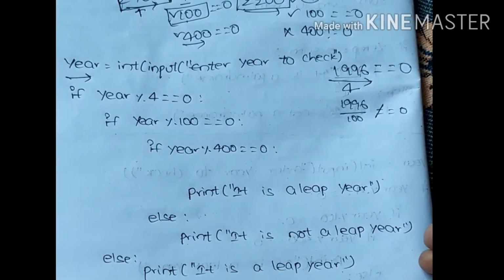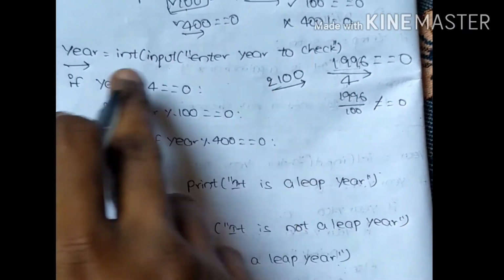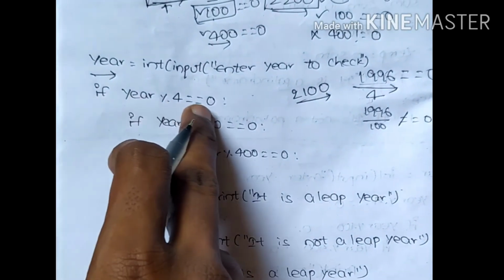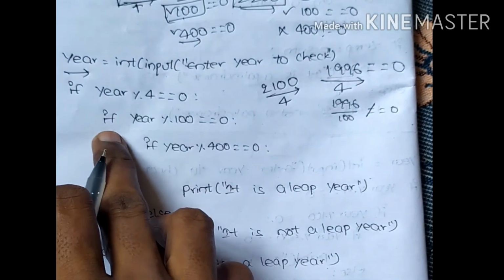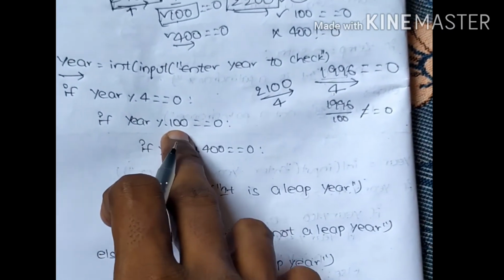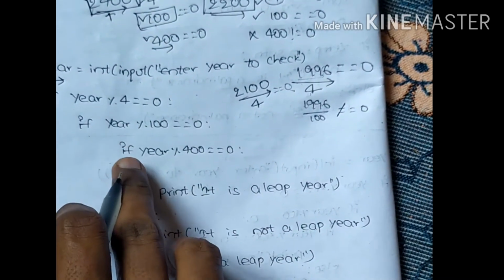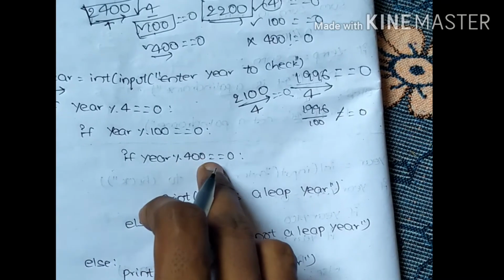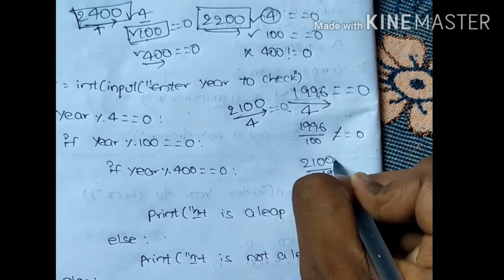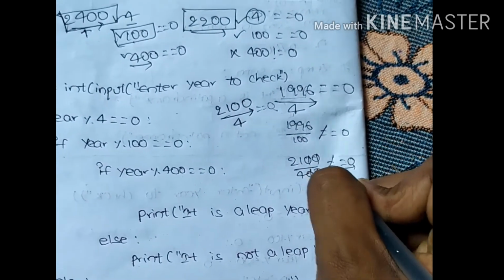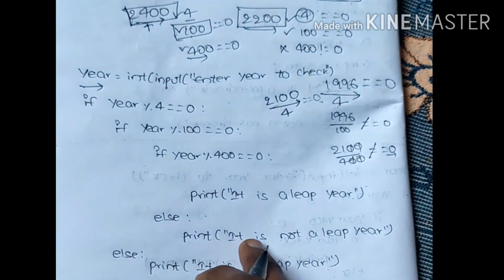If we check the year 2100, first when the user enters this year, it checks the first condition: if the year is divisible by 4. Yes, clearly the year is divisible by 4 and we get the remainder equal to 0. Next it checks if the year is divisible by 100. Yes, clearly we get the remainder equal to 0. But then it goes to the condition if the year is divisible by 400. Do we get the remainder equal to 0? No. So it won't go into this if condition, it goes to the else condition and prints it is not a leap year.